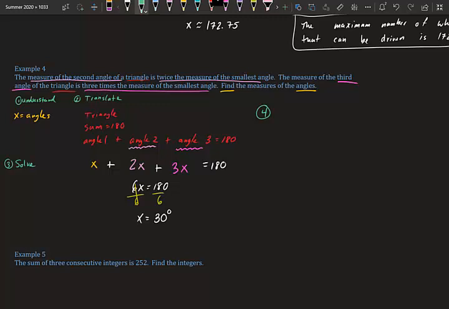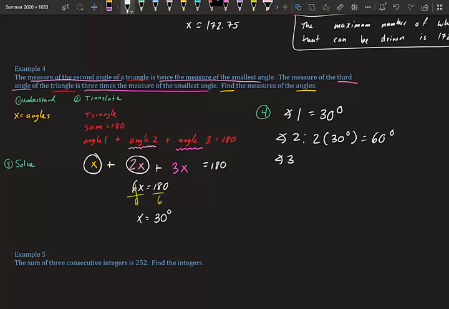So angle 1, that's the sign for angle, by the way. This is the sign for angle. So angle 1 was just x, remember? So it's 30 degrees. Angle 2, that's 2 times x, which is 30 degrees, and that's 60 degrees. So angle 2 is 60 degrees. Angle 3 was 3 times x. So 3 times 30 degrees, and we get 90 degrees.